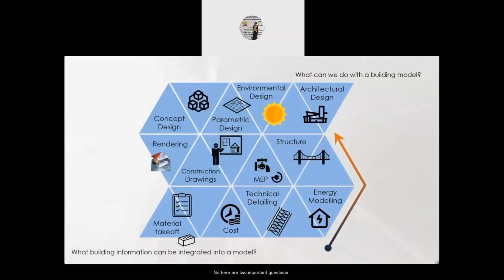So here are two important questions. What can we do with a building model? And what building information can be integrated into a digital model? The answer to both questions is everything. A BIM model includes a detailed 3D model with all architectural and structural elements, mechanical and electrical systems, spaces, details, schedules, and all sorts of documentation. It can easily calculate cost estimation, material quantities, energy performance, etc.